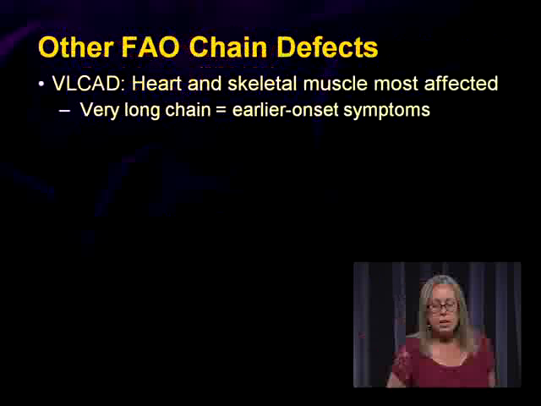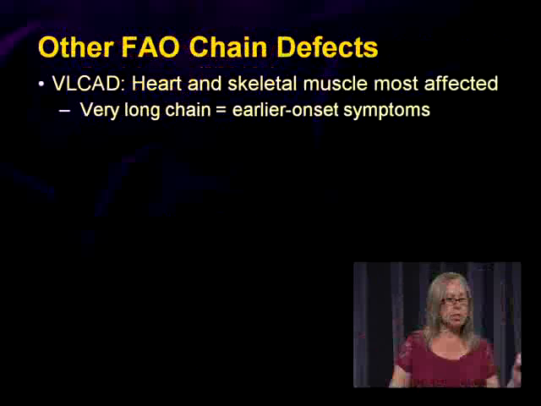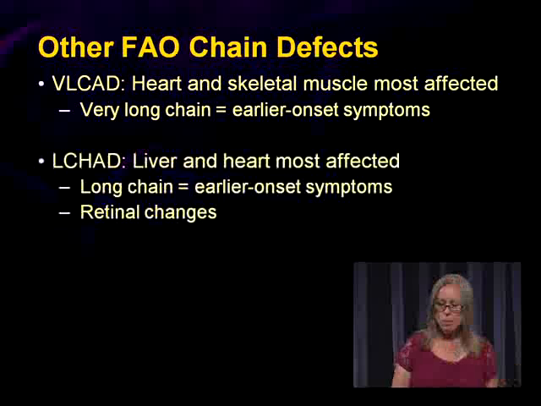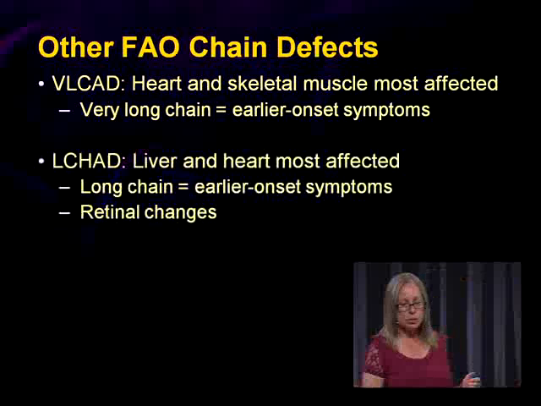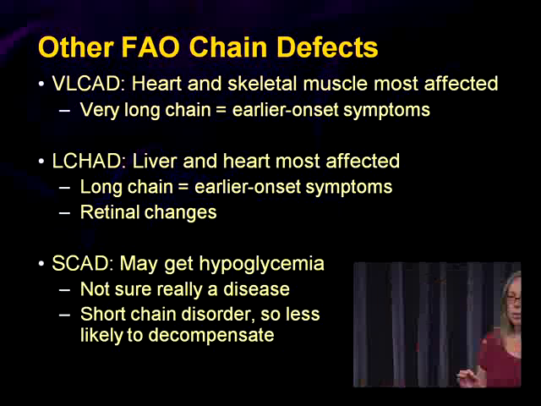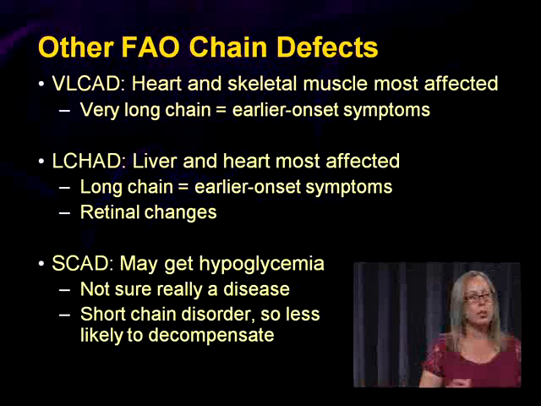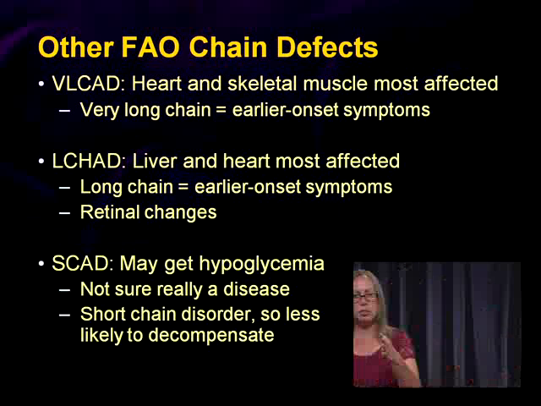Very long chain, VLCAD, heart and skeletal muscle are most affected. Because it's very long chain, you're going to see earlier onset of symptoms. Long chain, or LCHAD, liver and heart, again, most affected because it's long chain, earlier onset symptoms, and you can also have retinal changes. SCAD, short chain, may or may not get hypoglycemic. When geneticists all sit in a room like this, we argue about whether or not this is a disease or not. It is a biochemical abnormality that we can pick up on a screening test, but by and large, these people don't get hypoglycemic. And because it's a short chain, you really are getting the most out of all your fats. So you're still able to compensate for a very long time.